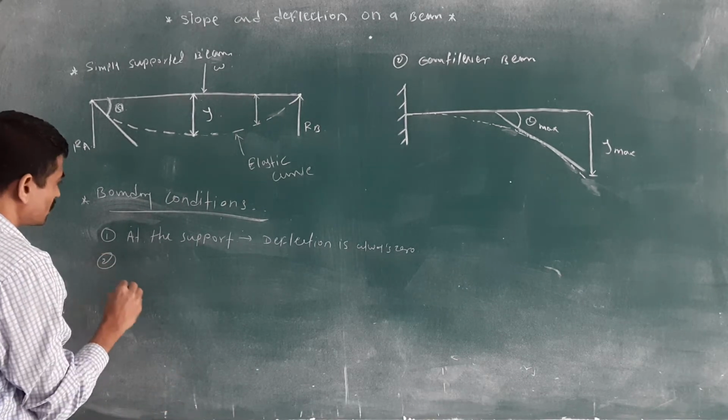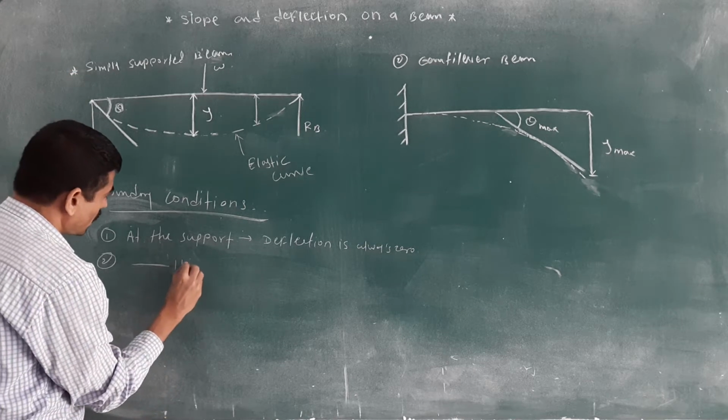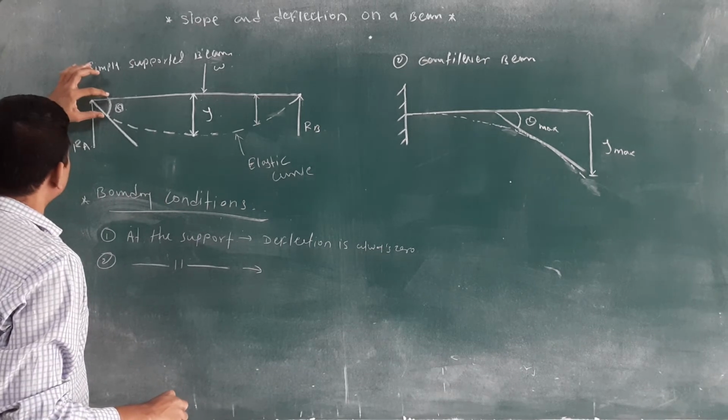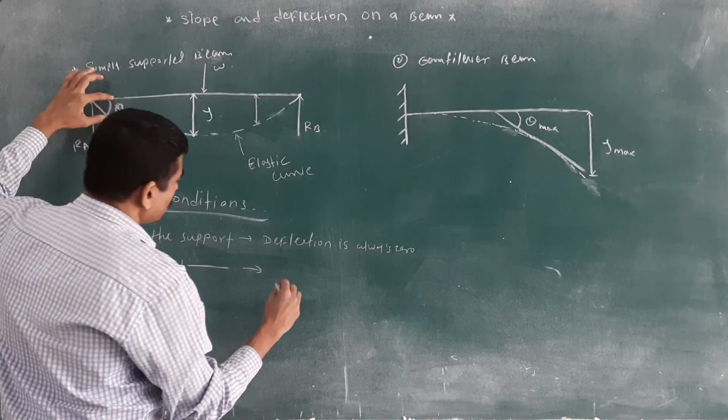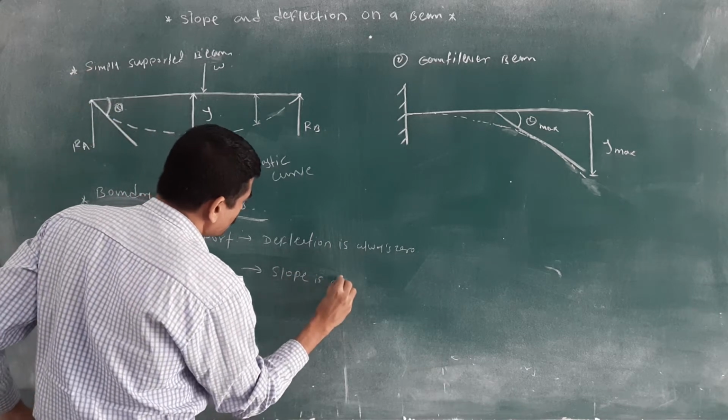Then what about the slope at the support? Again, check that at the support. How much slope will we get? Slope is always maximum.